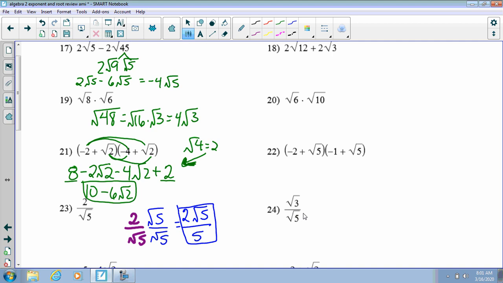This one's a little bit different that you're going to have to do by yourself because the 3 is in the square root. So you have to think about what you need to do if they're both in the square root, how you multiply those together.